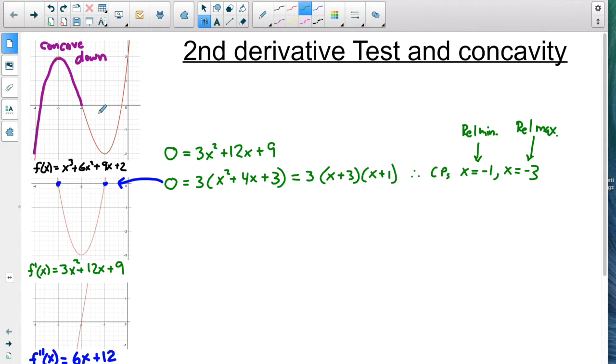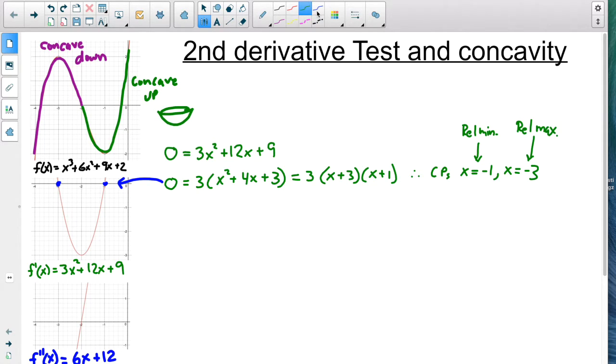Okay, and then from that point here to this point here, it's concave up. This is just a visual thing, right? Concave up, right? So it's a bowl up. This is like a big bowl, right? The bowl of soup, whatever, like this. Bowl up, that's concave up. And this is a bowl down, concave down.